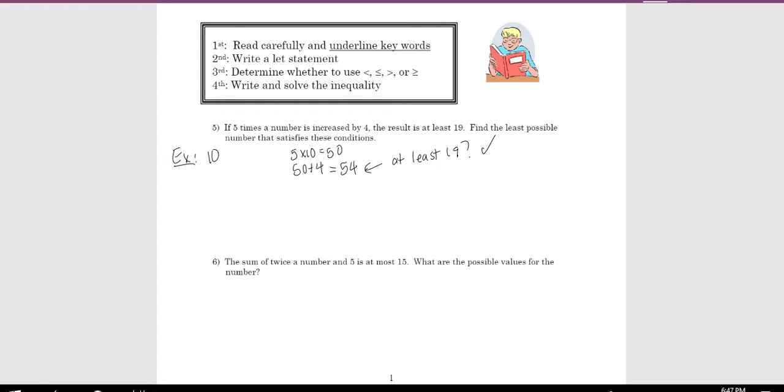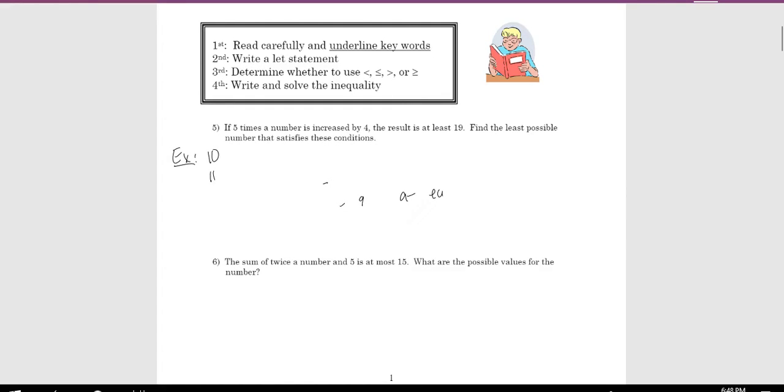Let's try a different number. Let's try 11. 5 times 11 is 55. 55 plus 4 is 59. Is this at least 19? Yeah, it is. So there's multiple answers, right? So we want to write an inequality that could help us solve for all of the possible answers.